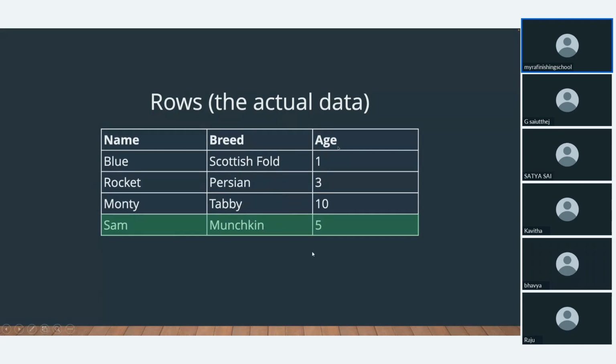Do you think there is any problem in this table, guys, as per the data type? Is it all good? Guys, are you all listening or not? Yes, sir. Okay, so there is no problem here. In name we have all characters, in breed all characters, and in age all numbers.